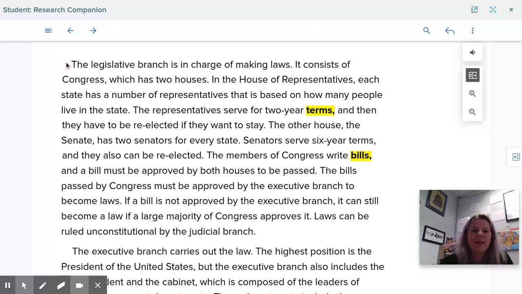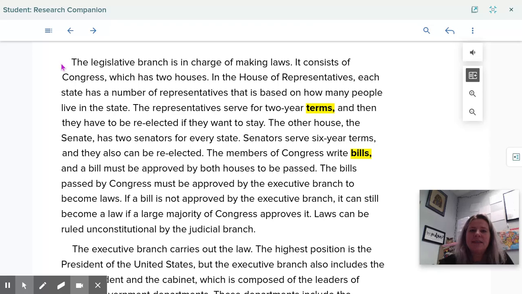So starting off with the legislative branch. The legislative branch is in charge of making laws. It consists of Congress, which has 2 houses. The House of Representatives. Each state has a number of representatives that is based on how many people live in the state. The representatives serve for 2-year terms, and then they have to be reelected if they want to stay. The other house is the Senate. It has 2 senators for every state. Senators serve 6-year terms, and they can also be reelected.